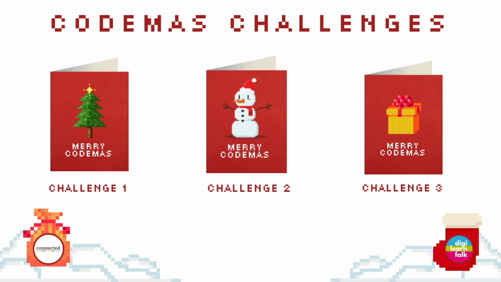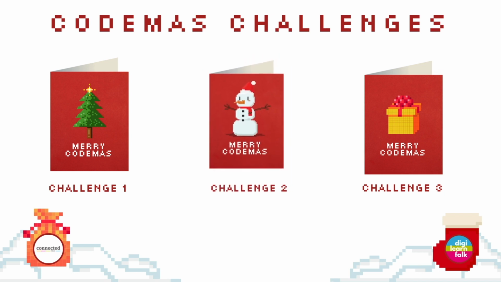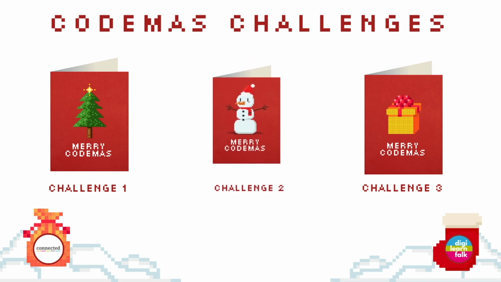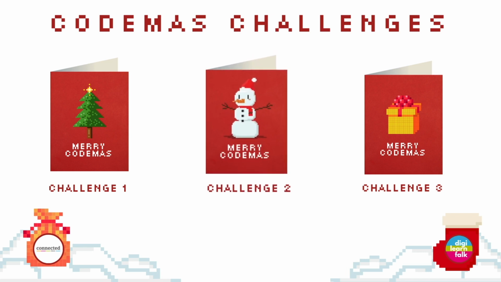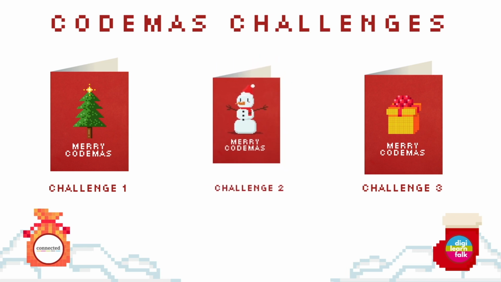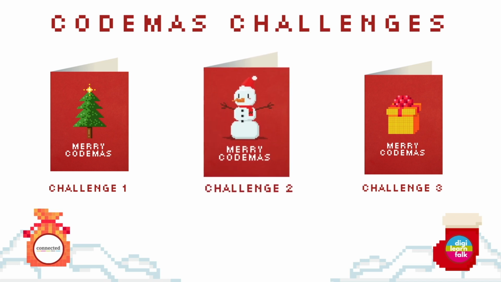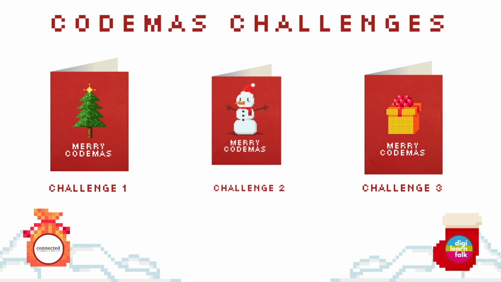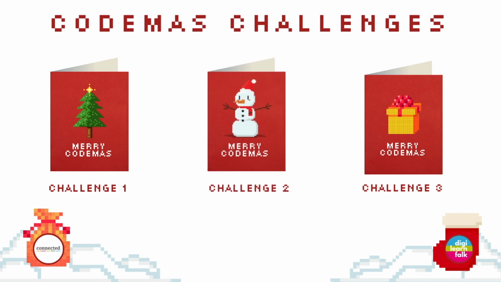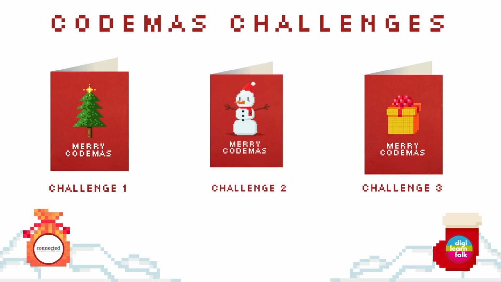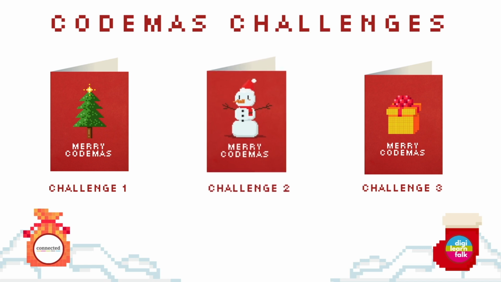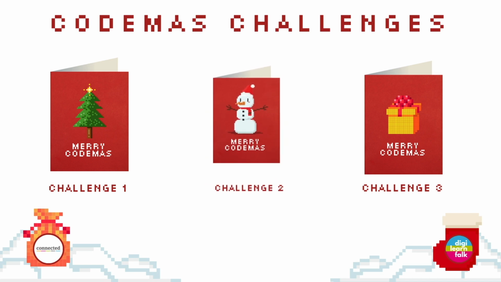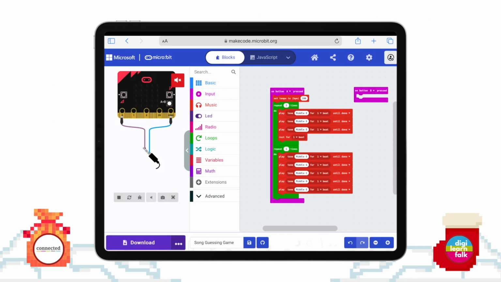Now in the first video we showed you how to make the song guessing game, and in this second video we are looking at how we can extend the functionality of our game for our experienced coders. What we want to do here is make it so that the microbit will read out the name of the song after the music has played. And to do that we're going to use a mixture of logic blocks and show string blocks.